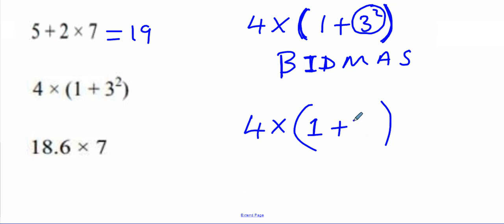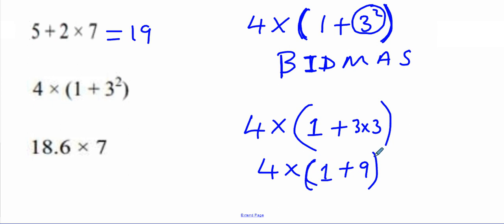3 to the power of 2 is 3 times 3. Okay? And then you're good to go. 4 times (1 plus 3 times 3, which is 9). Then after that, you can do addition inside the brackets. So 1 plus 9, the answer is 10. Then you have a multiplication here. So you have 4 times 10, the answer is 40. See that? So here the answer is 40.